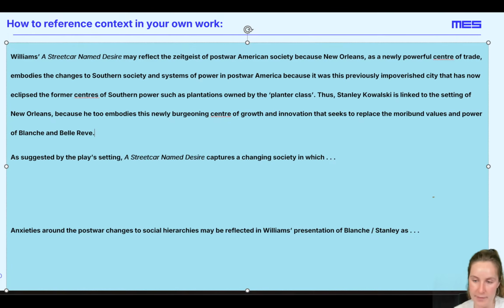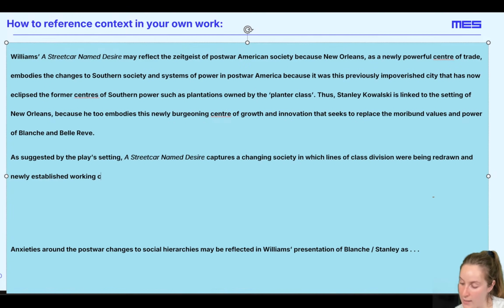Same for another quotation, or another way to implement this, by thinking, for example: as suggested by the play's setting, A Streetcar Named Desire captures a changing society in which lines of class division were being redrawn and newly established working classes bridled and chafed against the previously accepted hierarchies of power.